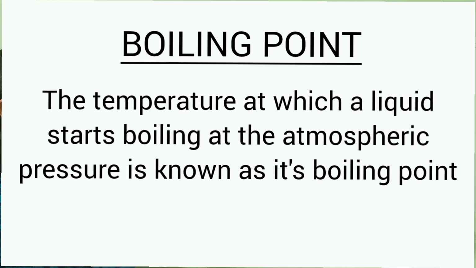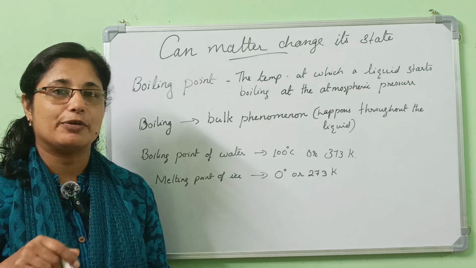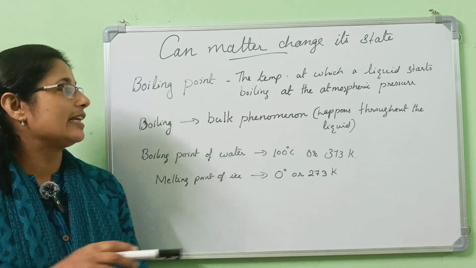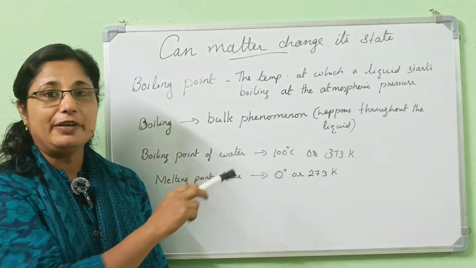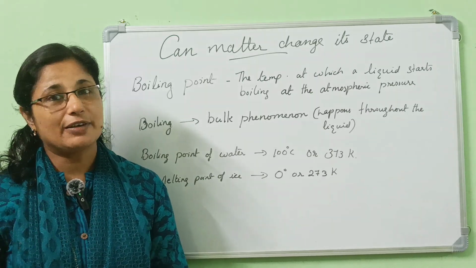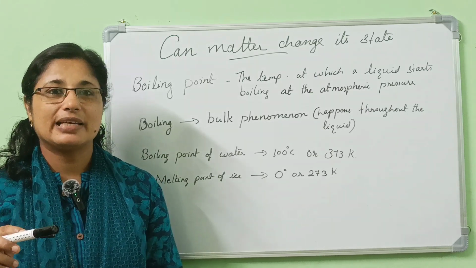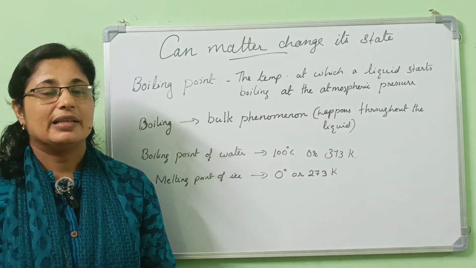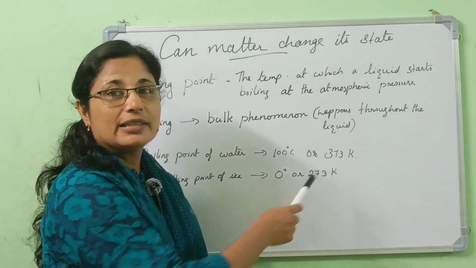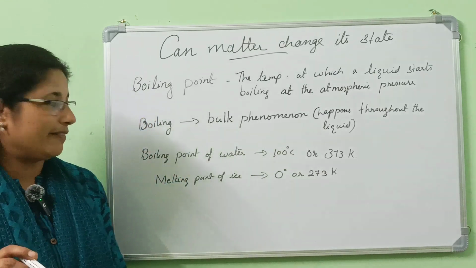This boiling takes place throughout the liquid. That is why we can say that boiling is a bulk phenomenon. But what about melting? Melting happens only on the surface. So we can say that melting is a surface phenomenon. Then the boiling point of water is 100 degrees Celsius or 373 Kelvin.